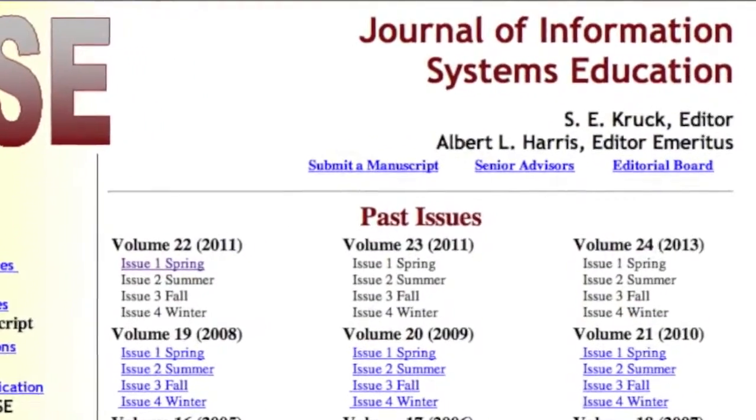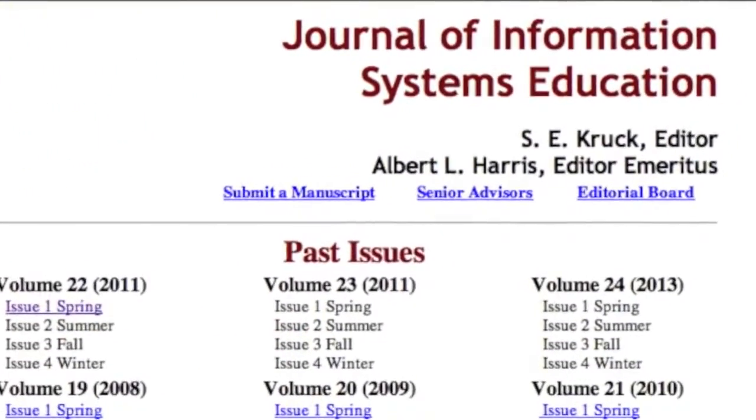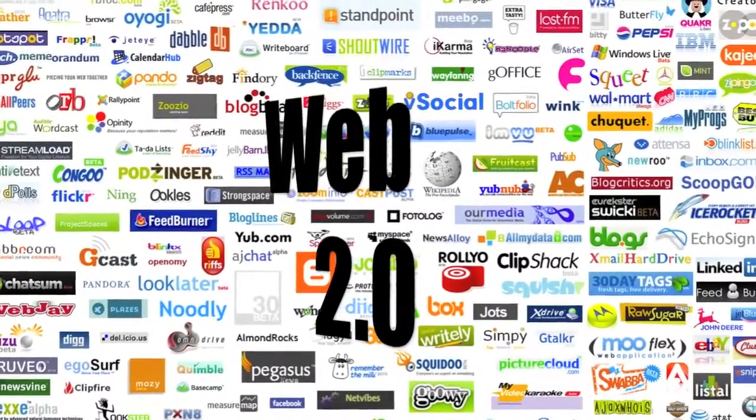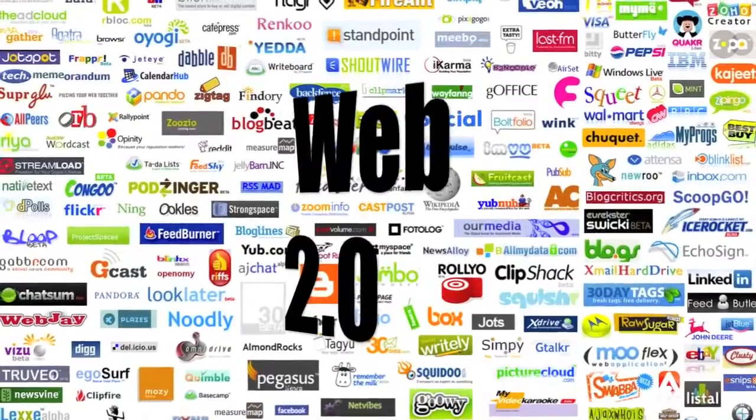In the Journal of Information Systems Education, Rienzo in 2009 did a study of Web 2.0 applications. These were seen as being more student-driven and fostered 21st century skills. It was time to try it with my students.